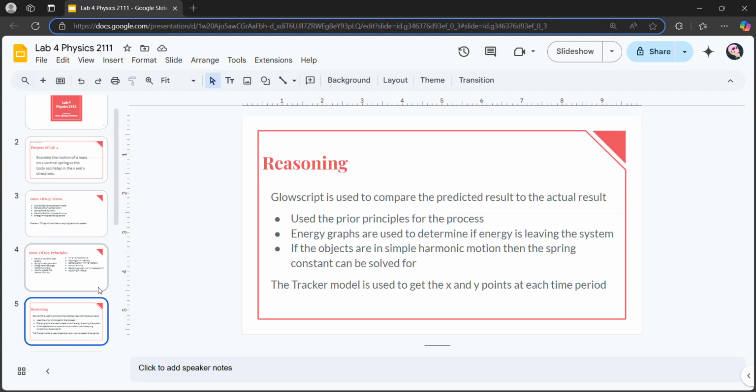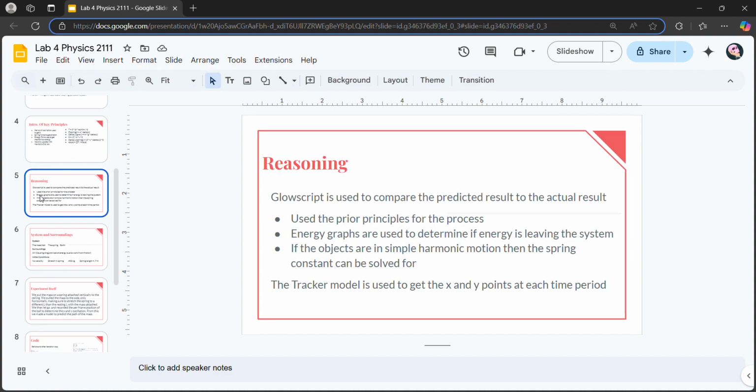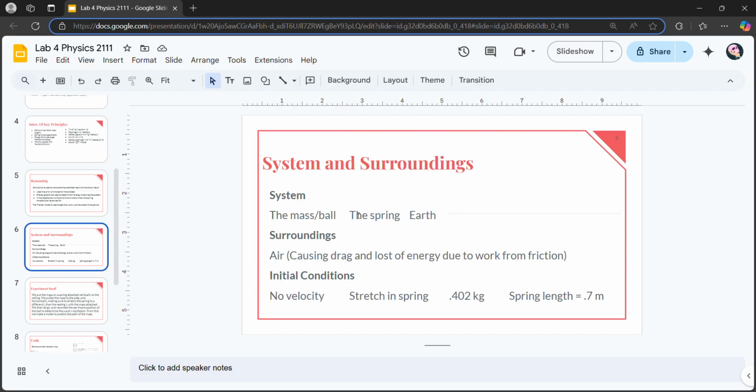Reasoning. The GlowScript was used to compare the predicted results to the actual results. We use the prior principles talked about over here for this process. The energy graphs are used to determine if energy is leaving the system, and if the objects are in simple harmonic motion, then the spring constant can be solved for. And then the tracker model was used to get the x and y points for each time period from our actual experiment.